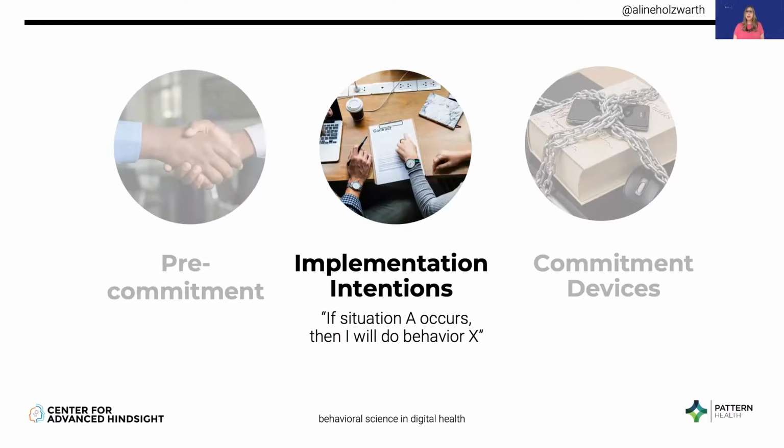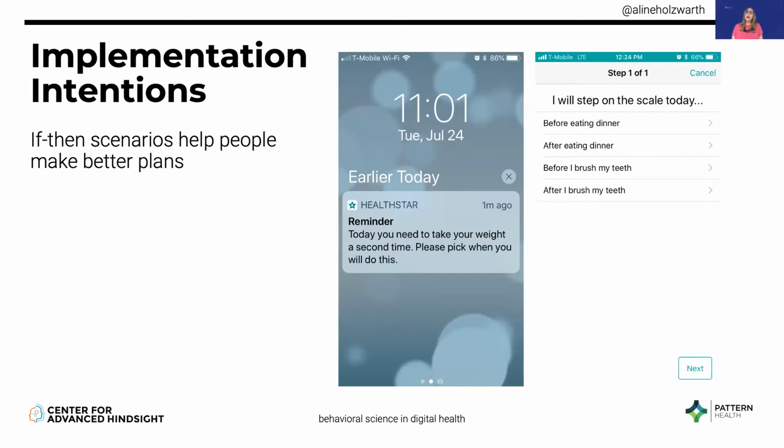Implementation intentions make a commitment more specific. So they outline a trigger for a behavior to occur. So you could say, if I'm in situation A, I'll do behavior X. And when we ask heart failure patients to specify when they'll take a weight measurement, say after dinner, they're twice as likely to follow through and step on the scale.